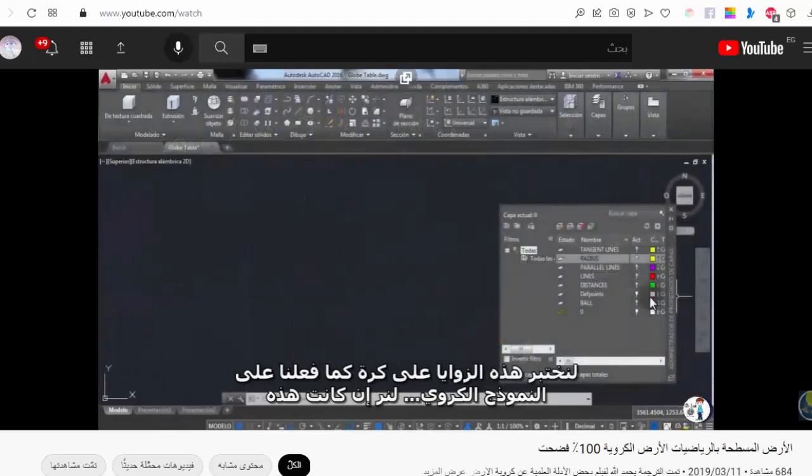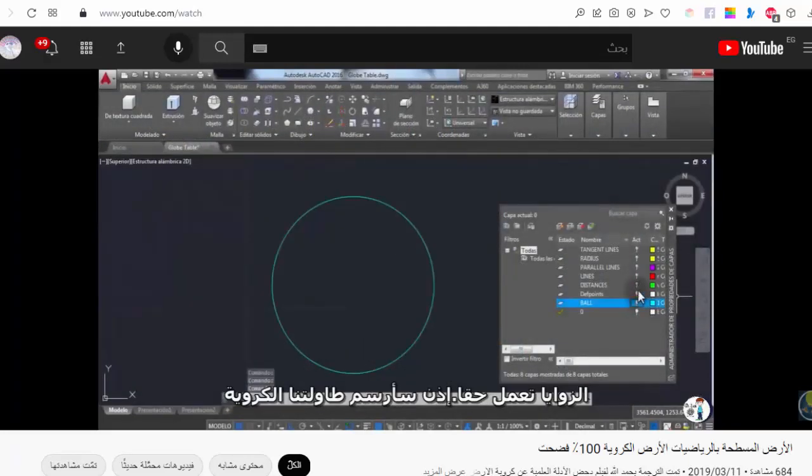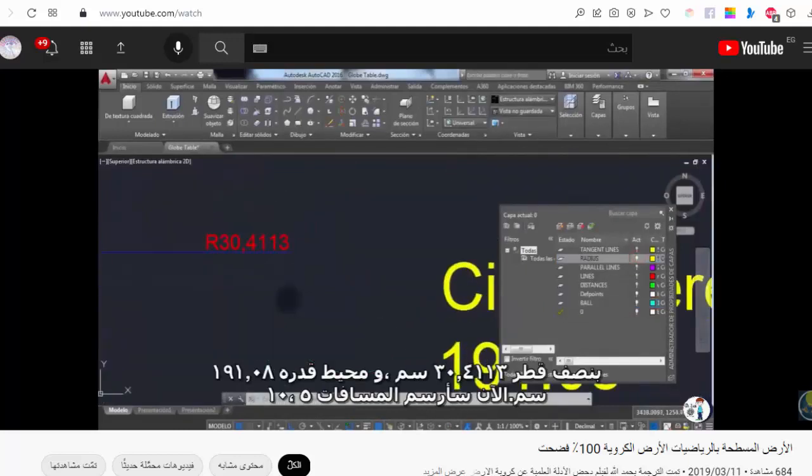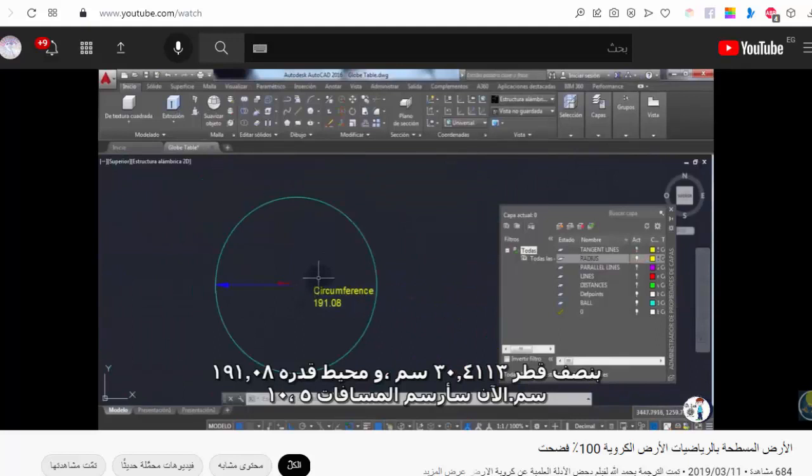Let's test these angles on a ball like we did on the globe model. Let's see if these angles really work. So I'm gonna draw our globe table with a radius of 30.4113 centimeters, circumference of 191.08 centimeters.